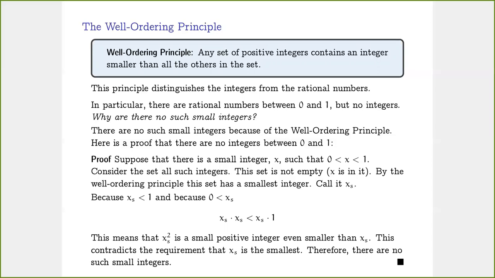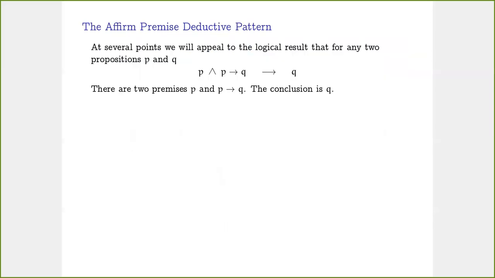Therefore, we found a contradiction. Our supposition must be false. There are no such small integers. This proof, as well as the ones that follow, relies on a certain pattern of logical reasoning that I refer to as the affirmed premise deductive pattern.